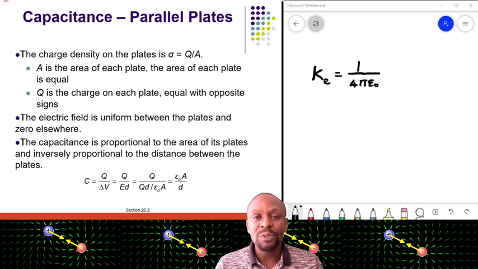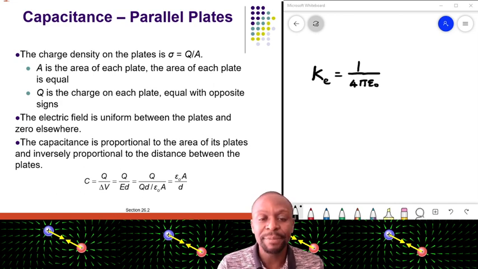Right. Now let us also do the capacitance for the parallel plates. Now the surface charge density on the plates is given as sigma, which is nothing else but Q divided by area. A is the area of each plate. The areas of both plates are just equal. Q is the charge on each plate, equal with opposite sign. The electric field is uniform between the plates and zero everywhere else. The capacitance is proportional to the area of the plate and inversely proportional to the distance between the plates.